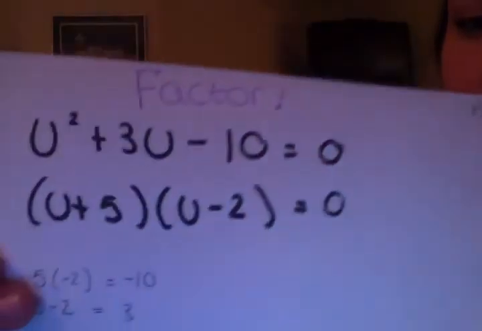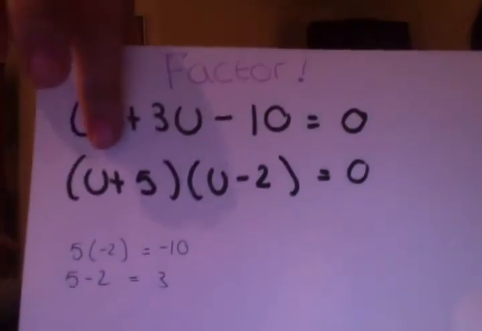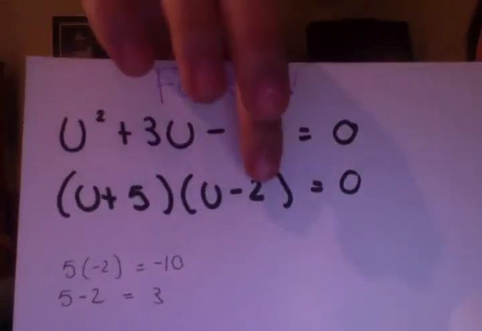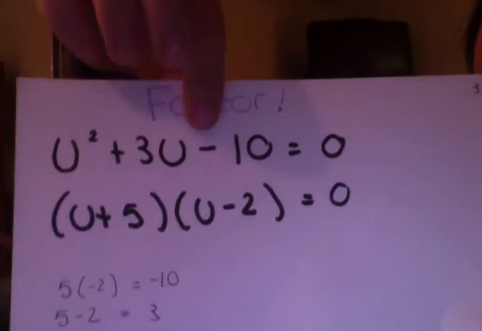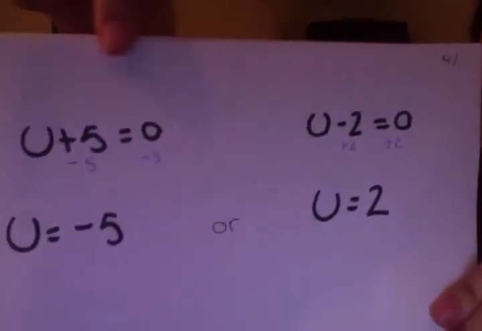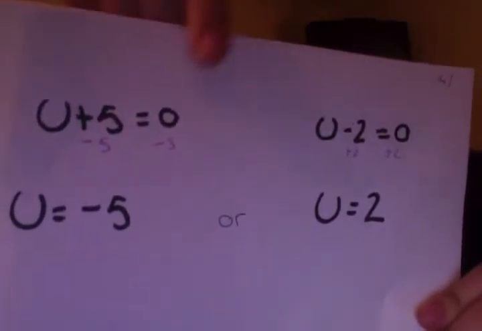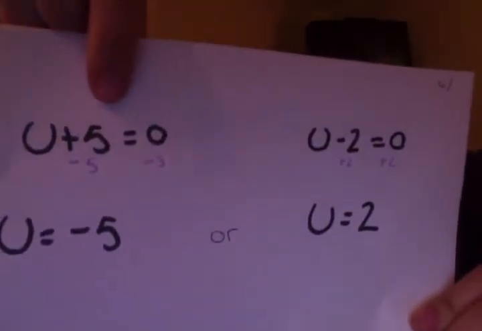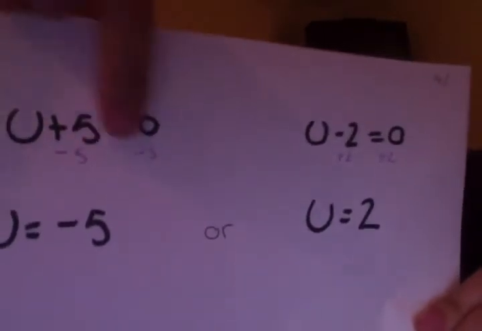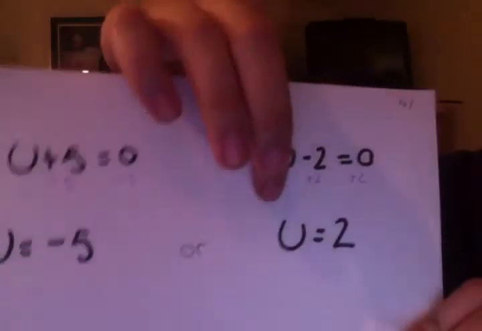So then we can factor that by doing u plus 5 times u minus 2, and we know that's right because 5 times a negative 2 equals negative 10, and 5 minus 2 equals 3. Then we set both of those factors equal to 0, so u minus 2 equals 0 and u plus 5 equals 0. If we subtract 5 from both sides, we get u equals negative 5, and if we add 2 to both sides, we get u equals 2.